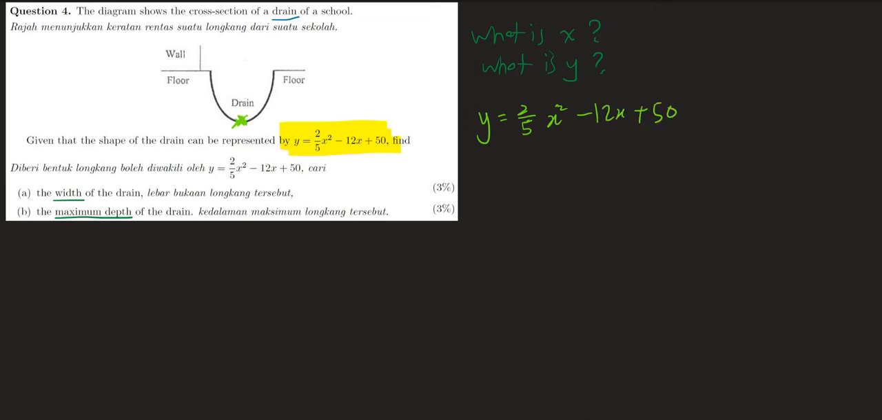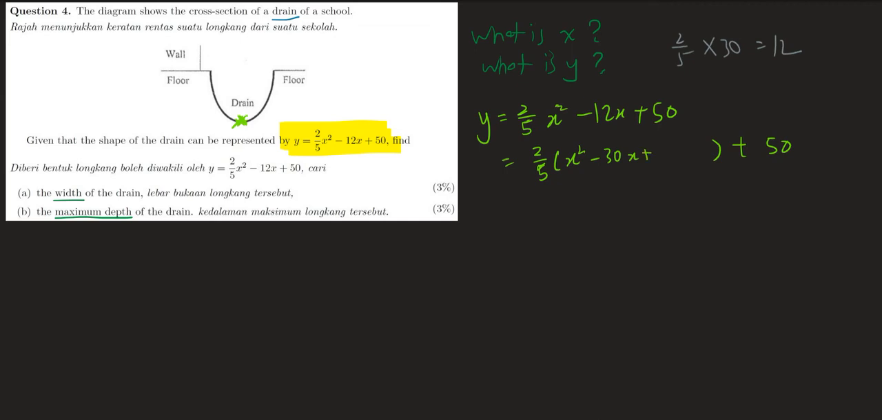Alright, so this one we can complete the square. So I complete the square, I get x squared plus 30x. Why 30? Because 2 over 5 times 30 is 12. You can work it out. 2 over 5 times 30 is 12. This is why it is 30. And this 50, I will put it outside. I don't care about it. Now I want to complete the square.